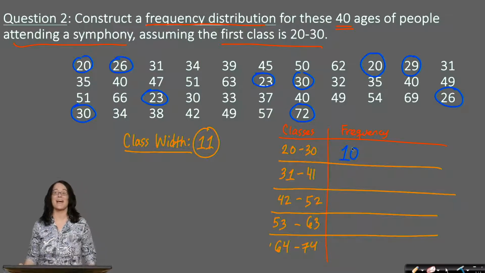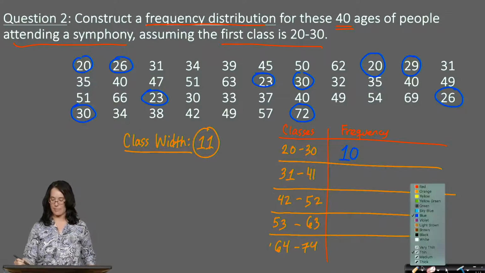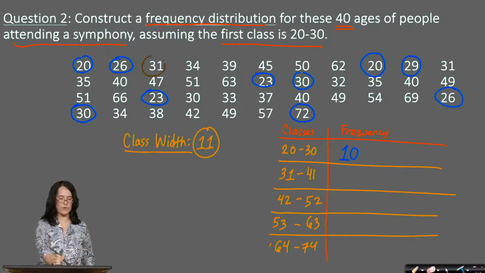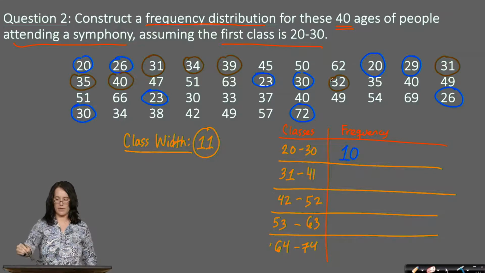Okay, so I had that class complete. Let's pick another color for our next class. How about brown? Okay, for our next class of 31 to 41-year-olds, I see a 31-year-old, there's 1. A 34-year-old, there's 2. A 39-year-old, there's 3. Another 31-year-old, there's 4. A 35-year-old, there's 5. And a 40-year-old would count, so there's 6. And there's a 32-year-old, there's my 7th one. A 35-year-old, there's my 8th one. A 40-year-old, there's my 9th one.